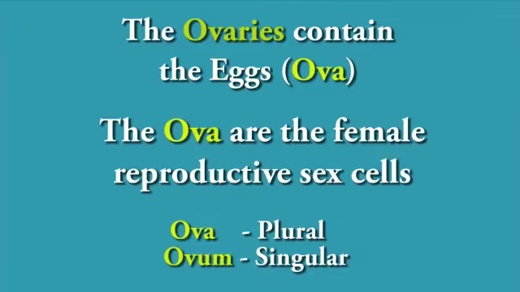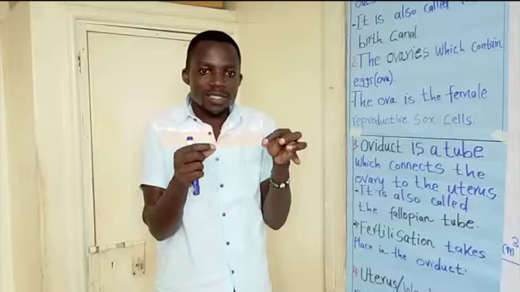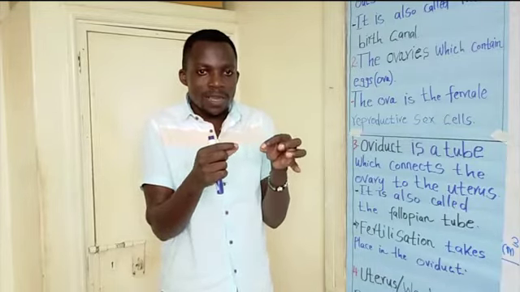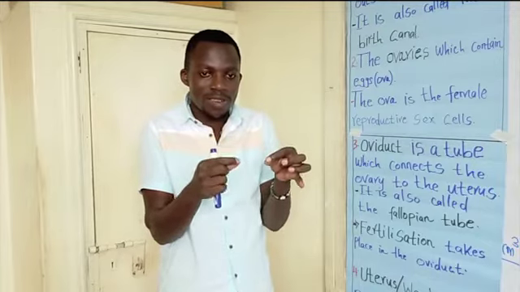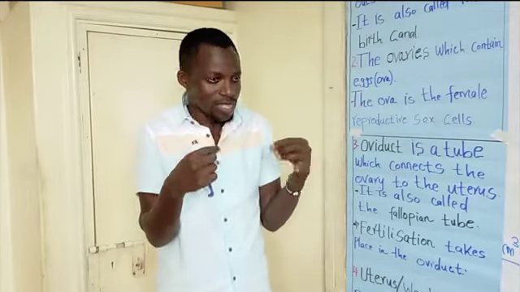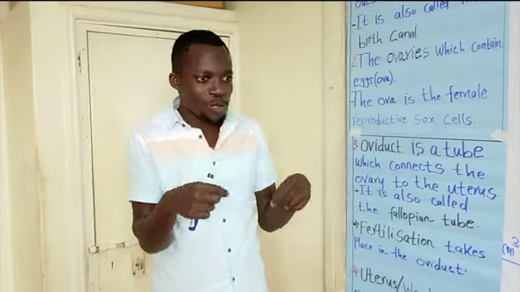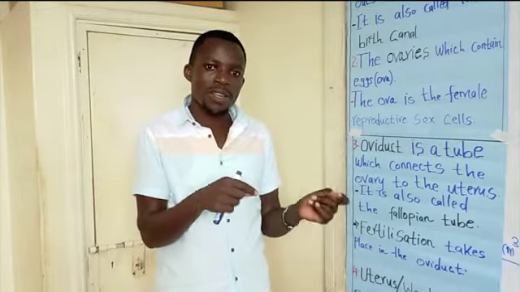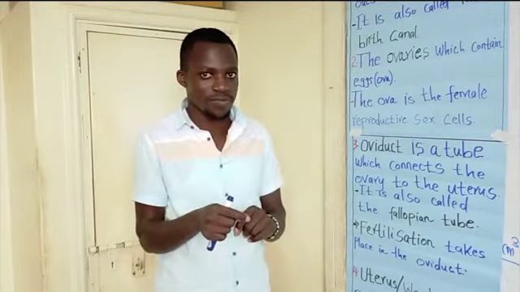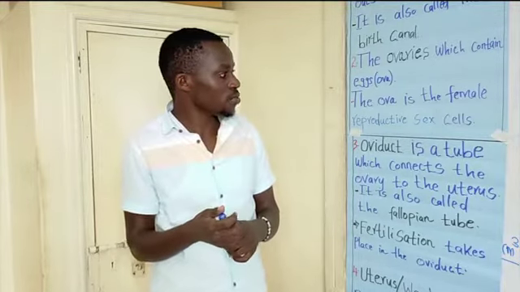These are the eggs that, when they meet with the male sex cell, that is the sperms, that is the time we say fertilization has taken place. The main function of the ovary is to produce the eggs, that is the female reproductive sex cells.